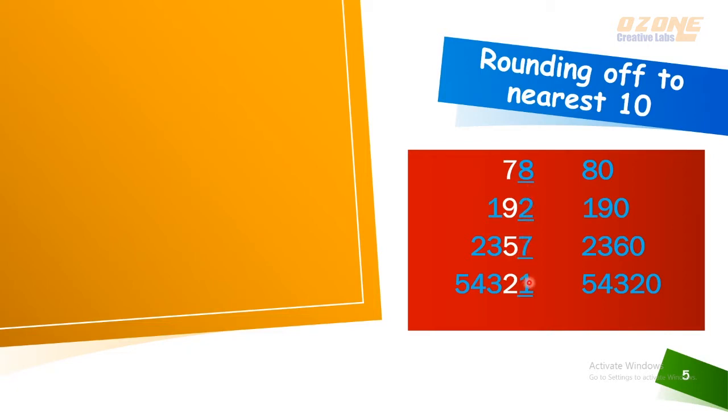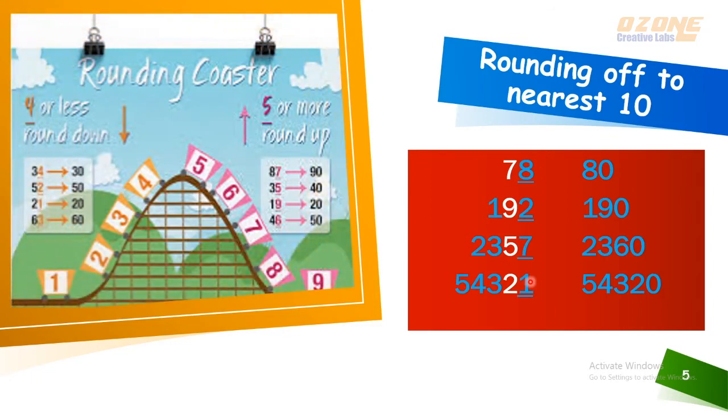So while changing the unit place to 0, we have a condition that if the unit place is either 5 or more, then we need to change the tens place to the next number. If it is given 6, we have to change it to 7. If it is given 7, we have to change it to 8. If the unit place is less than 5, that is 4, 3, 2 or 1, then no need to change the previous number.